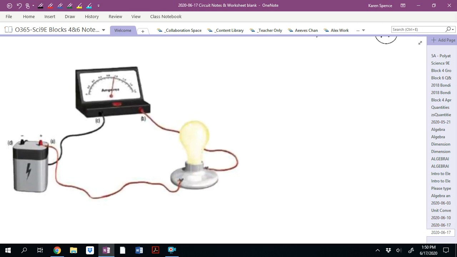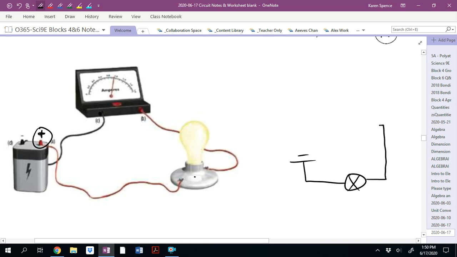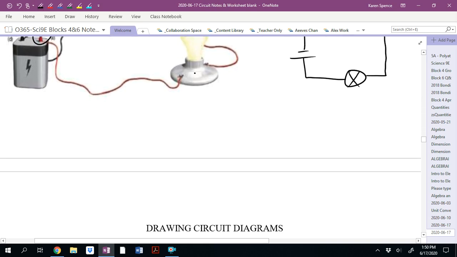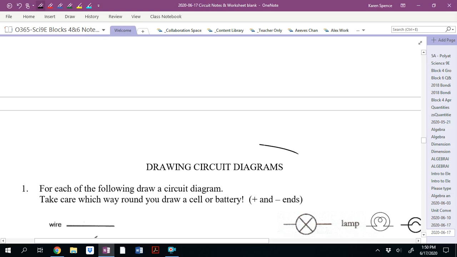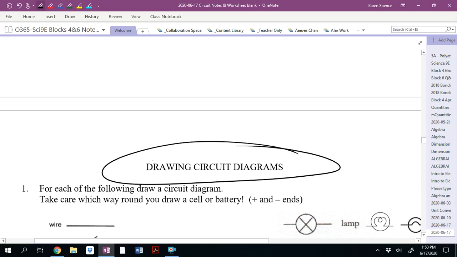The voltmeter is in parallel with the light bulb. Now down here we have an ammeter. My positive terminal is attached to my light bulb, and then I have an ammeter. And that's it. So that's the last of my examples, and you guys are going to practice drawing some circuit diagrams.